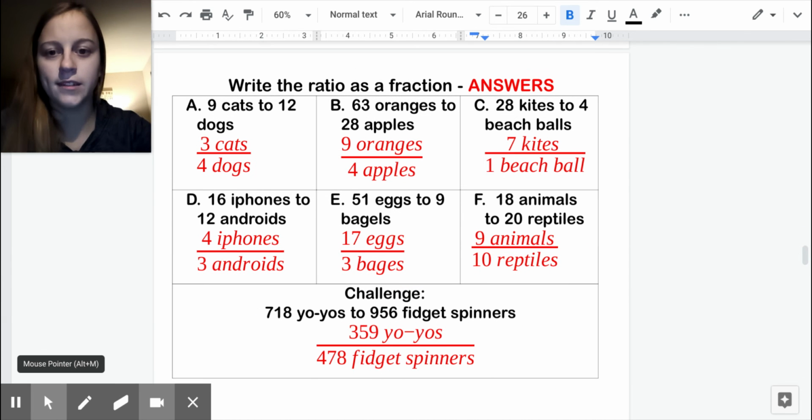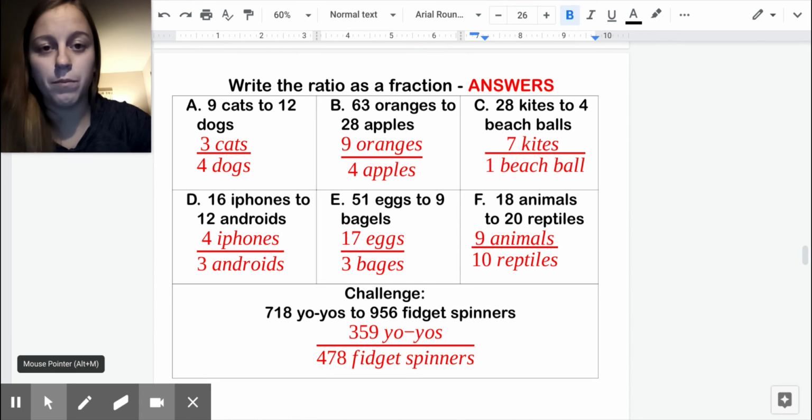Okay, here's our answers. The answer there is in red. Okay, so again, we have them in simplest form. That challenge down there, all you could do on that challenge was divide it by 2. Can't simplify any further. So you have 359 yo-yos to 478 fidget spinners.